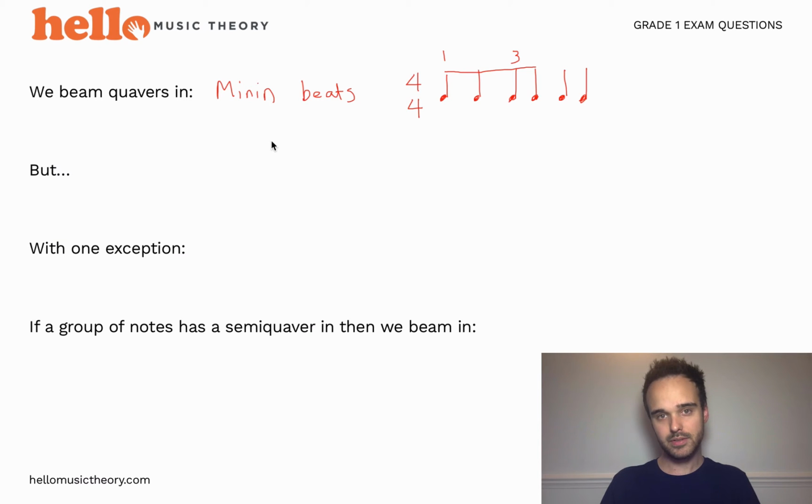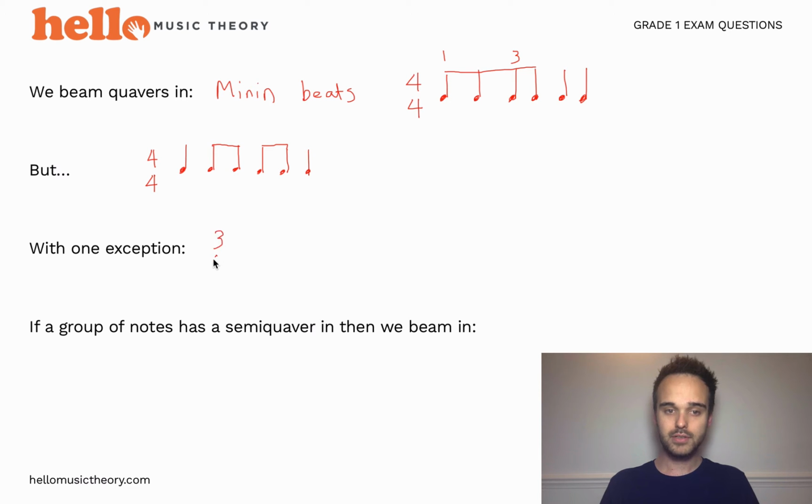The only exception to this rule is if the 4 quavers start on beat 2. So let's say we're in 4/4 again, and we've got maybe a crotchet followed by 4 quavers. So the quavers start on beat 2 in the bar, and one more crotchet at the end. So we wouldn't write it like this. This would be wrong. If the 4 quavers start on beat 2, we separate them out into pairs, into crotchet beats, like so.